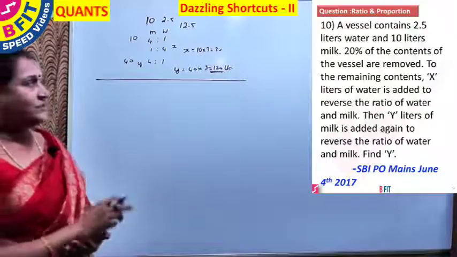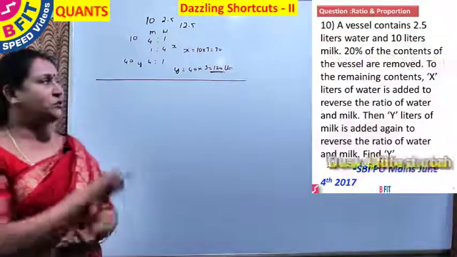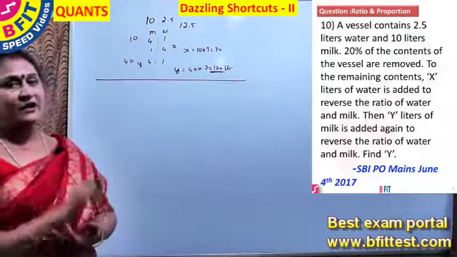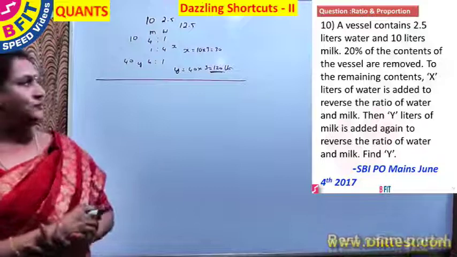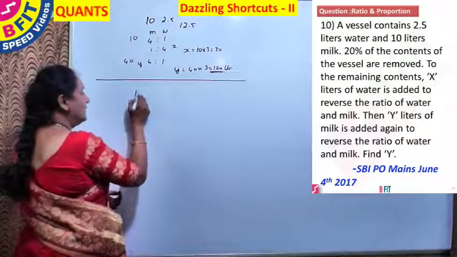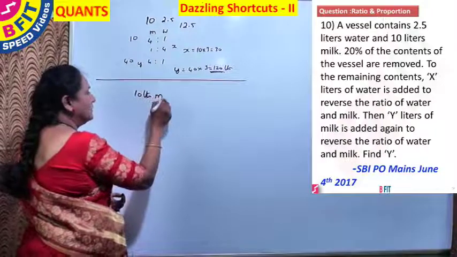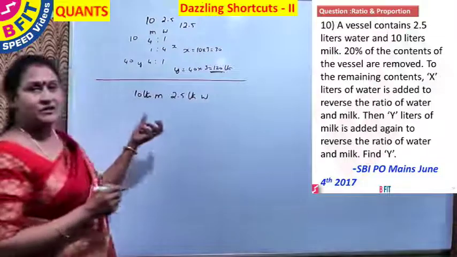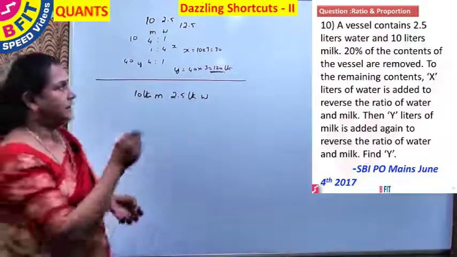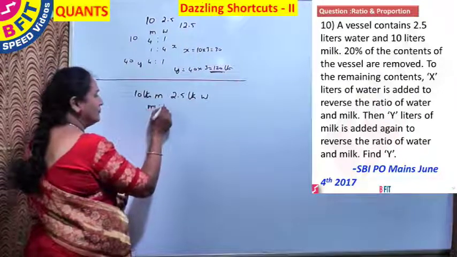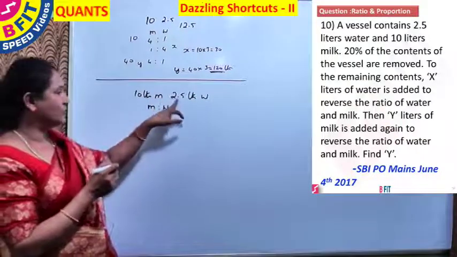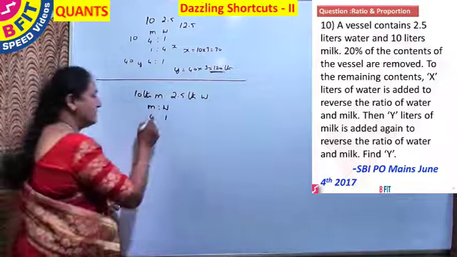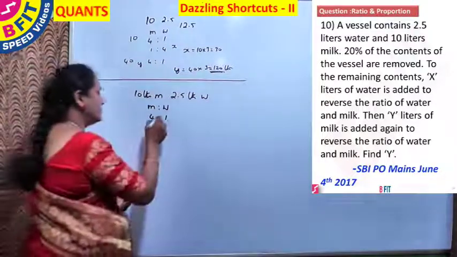Here I have used a simple logic to get the answer, and also a superb shortcut to arrive at the answer without any working. So what is the logic which I have applied? Here we have 10 liters milk and 2.5 liters water. Now what is the ratio of milk and water in this vessel? Cancelling the common factors, 2.5 is one part, and 10 divided by 4 is 2.5. So we have milk and water in the ratio 4:1.